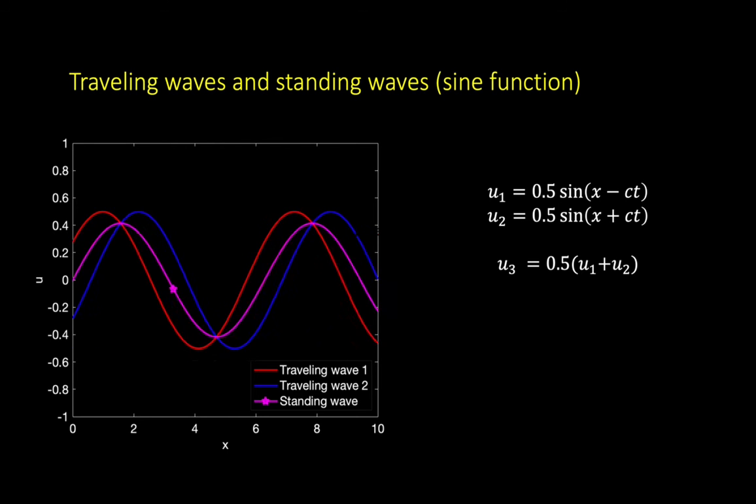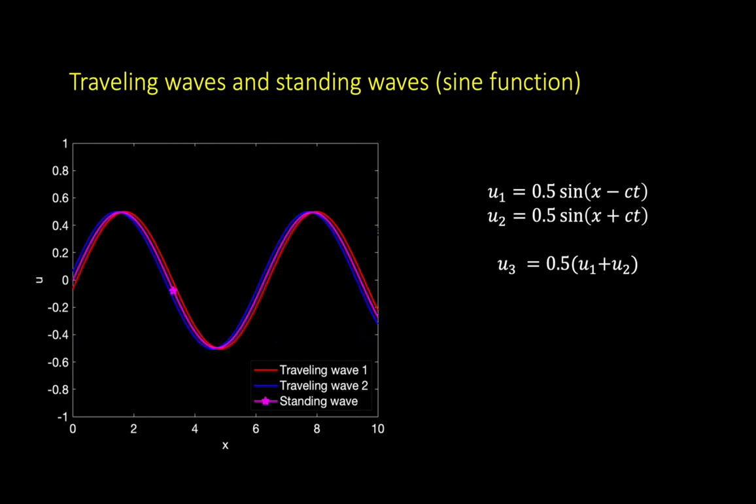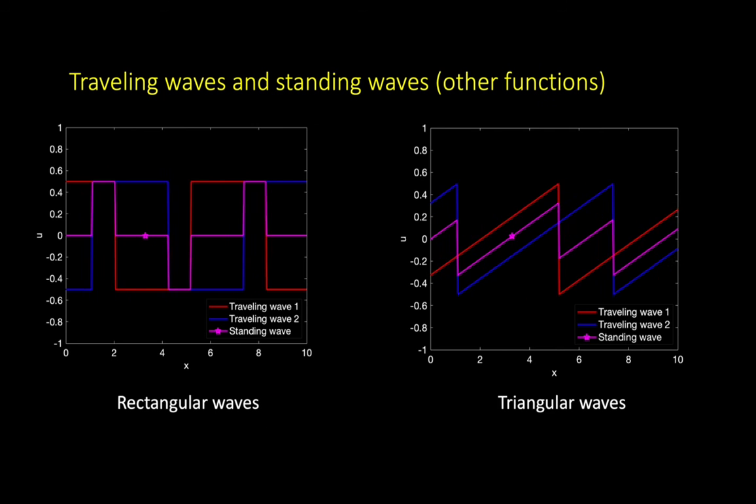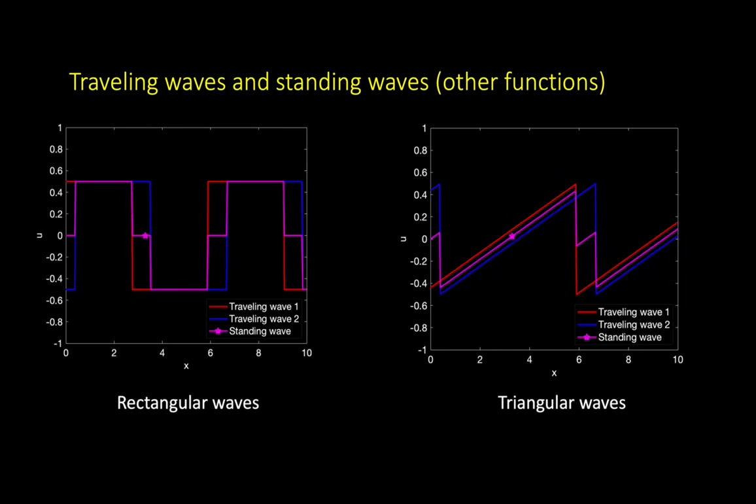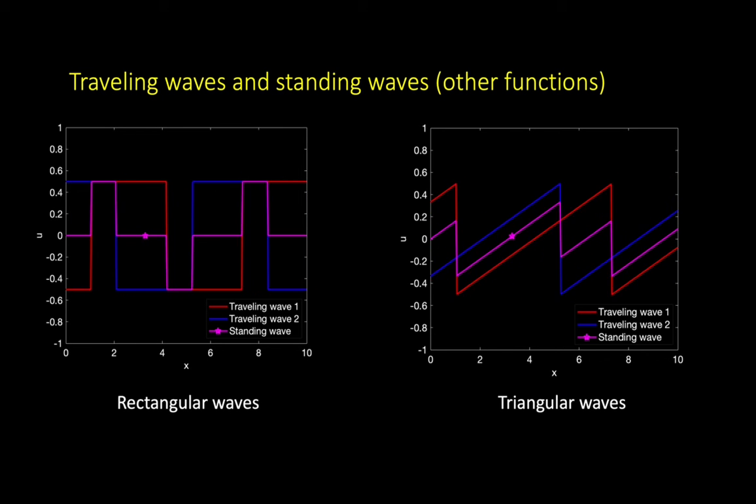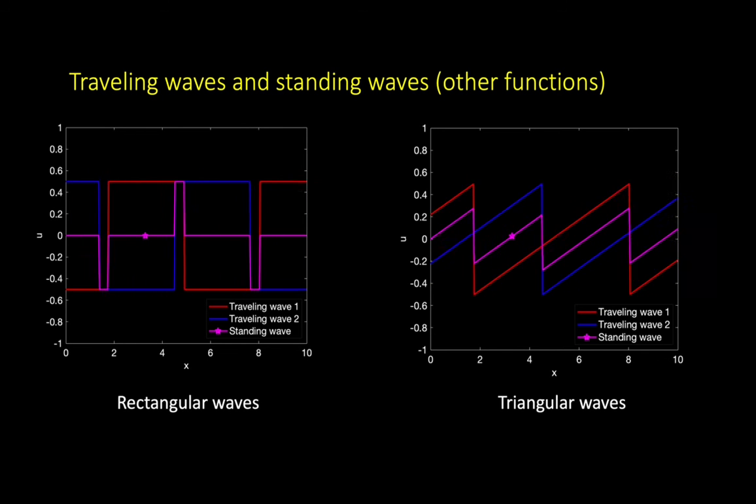Now, what will happen if we use waves other than the sine or cosine functions? The same phenomenon is observed for the rectangular waves and triangular waves as well, as shown in the figures. Each standing wave is composed of two waves traveling in opposite directions.